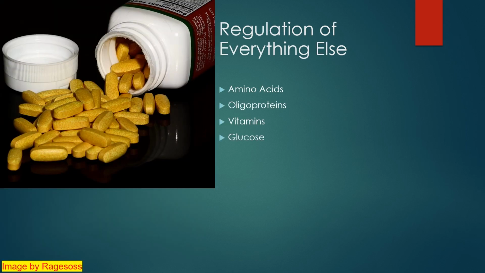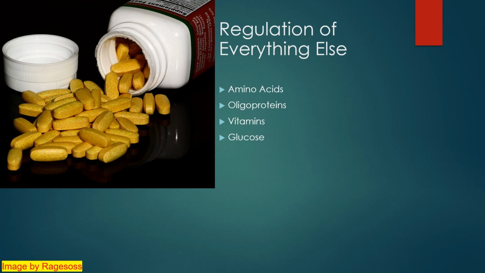Okay, so let's talk about the regulation of everything else. I could spend hours researching and describing all these other things that will end up in our pee, such as uric acid, oxalate, and so on. But I'm going to spare you guys, and we'll just talk about these other things, such as amino acids, oligoproteins, vitamins, and glucose. For these things, pretty much we're going to suck as fast as we can and suck these things out of the pee.